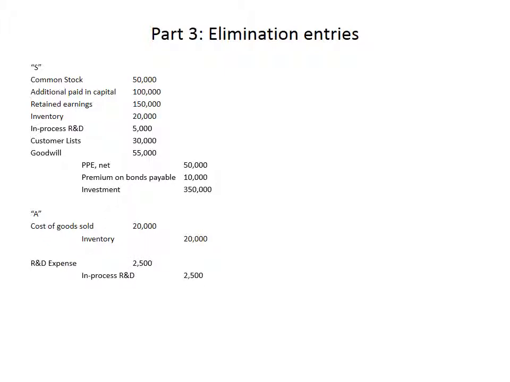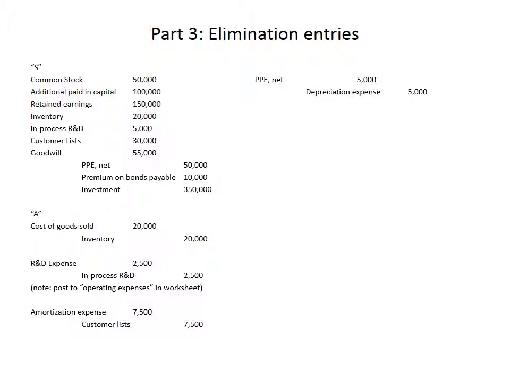The in-process R&D, $5,000. Again, that has a 2-year life, so we're going to write off half of that as R&D expense. I had to be sort of stingy with lines on the worksheet, so we'll take the R&D expense and the customer list amortization and just post those to the operating expenses in the worksheet. The customer list, again, $30,000 customer list we just created. It's got a 4-year life, so we're going to write off $7,500 of it as amortization expense.